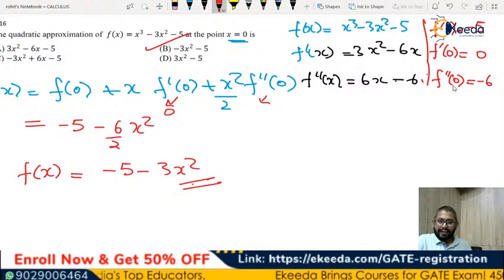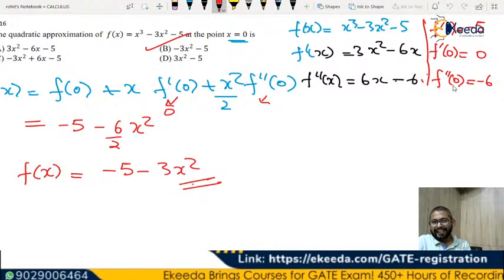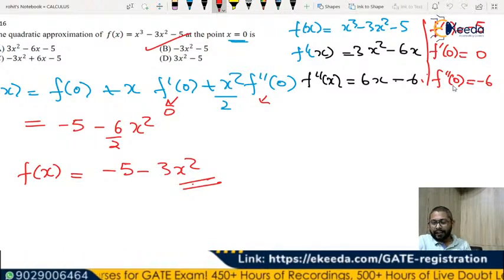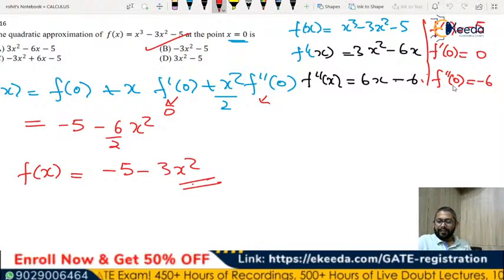Of course, x square will be 0. X square won't be 0. Please do it. Find the derivatives and find the function derivatives at x equal to 0. Put it there. Okay, Ravi.